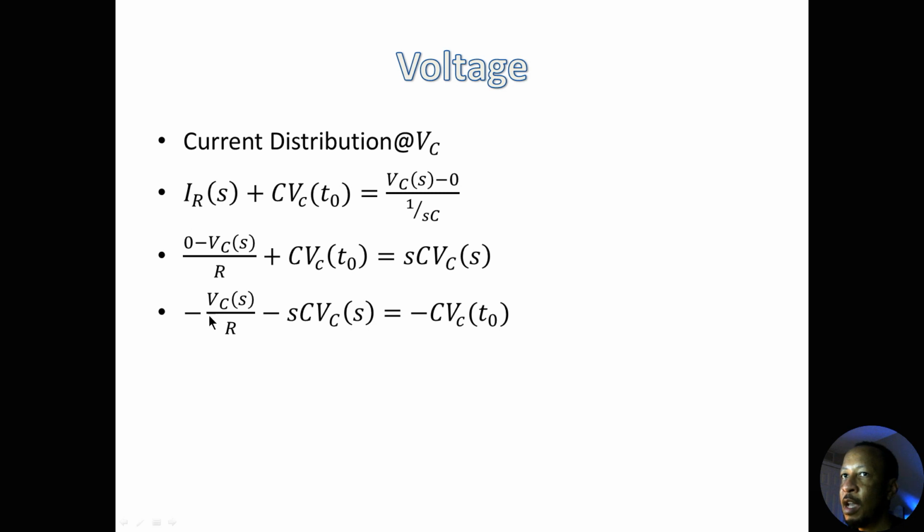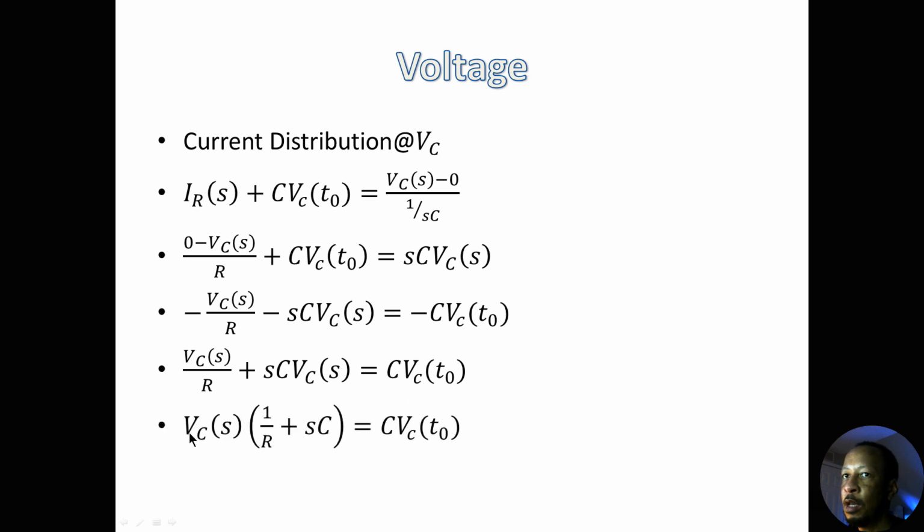Next I have negative VC of S divided by R minus SC VC of S equals negative C VC of T sub 0. Then next I have VC of S divided by R plus SC VC of S equals C VC of T sub 0. VC of S times 1 over R plus SC equals C VC of T sub 0.